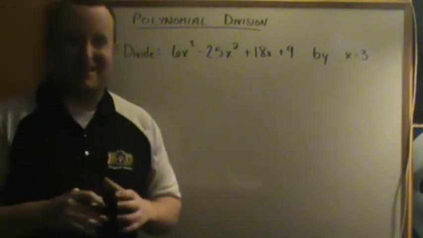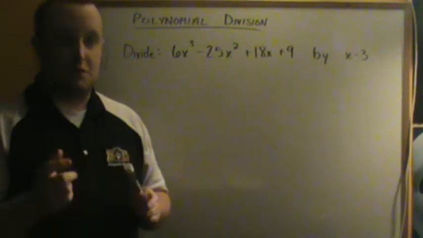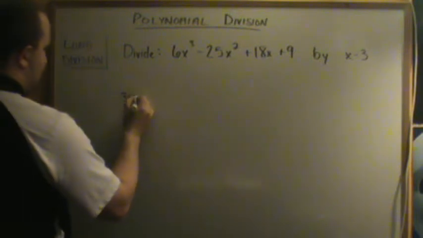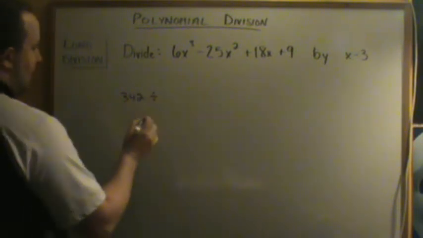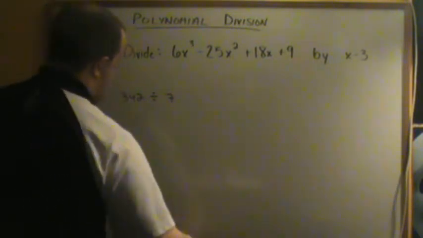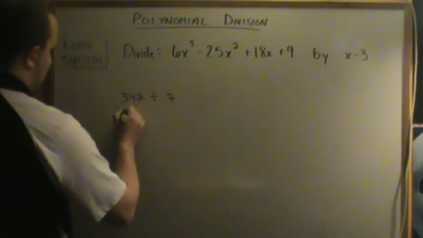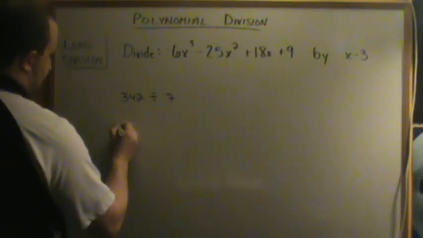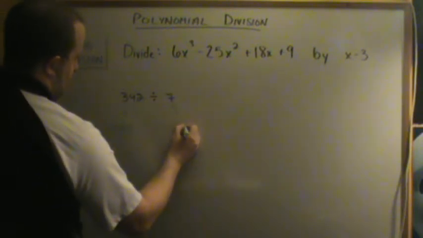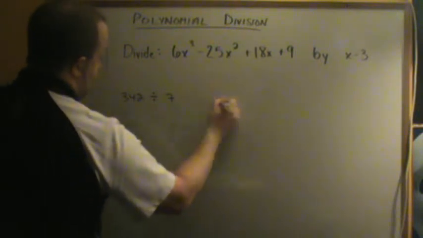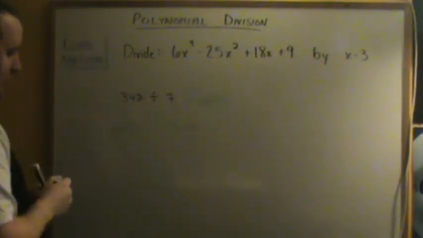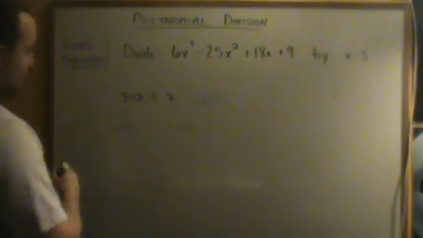Long division works the exact same way as division worked when you were a kid. You had a problem like, say, 342, and you were asked to divide it by, let's say, 7. And then this right here, 342, would be called the dividend. 7 would be the divisor, and whatever it would equal would be the quotient.